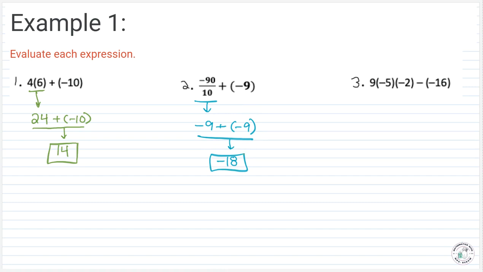Negative 9 plus negative 9, that is going to end up being negative 18, because again, same sign, add like normal, keep the sign. Now for our last example on this page, we got 9 times negative 5 times negative 2 minus a negative 16. So we have a little bit more going on in this last example here.